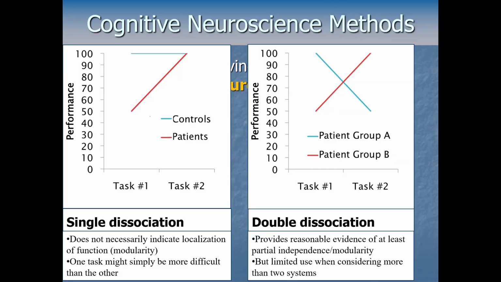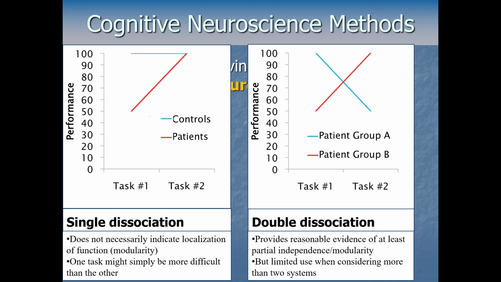Visually, you can kind of think of it this way. A single dissociation, like on the left here, gives us evidence like this graph. So our patients are the red line. They're doing worse on task 1, but just fine on task 2. While our controls are the blue line, and they do fine on both tasks.